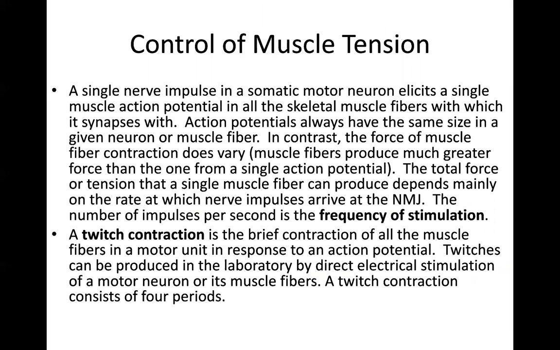All right, a single nerve impulse in a somatic motor neuron elicits a single muscle action potential in all the skeletal muscle fibers with which it synapses. An action potential always is going to have the same size in a given neuron or muscle fiber, and we've seen that before. It depolarizes to threshold, then we depolarize to somewhere around positive 30, 35, and then we repolarize back to resting membrane potential. It doesn't matter what the original stimulus was or how strong it was.